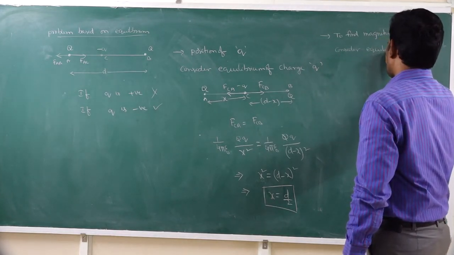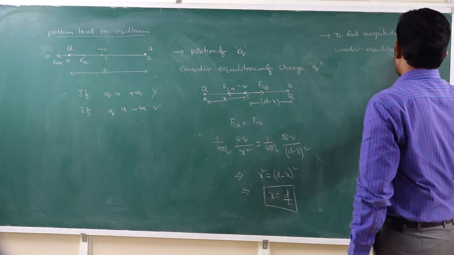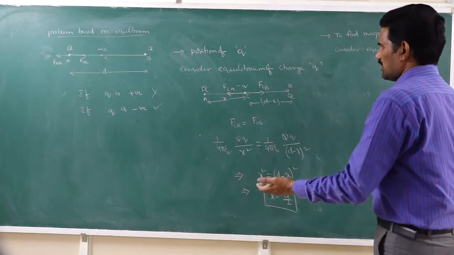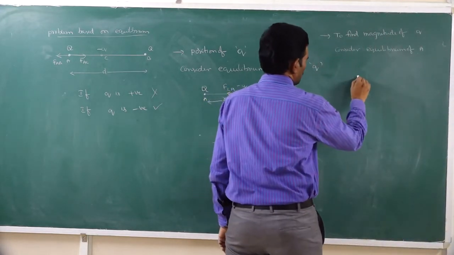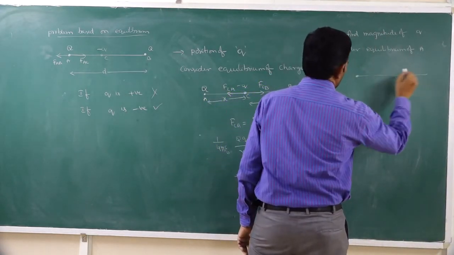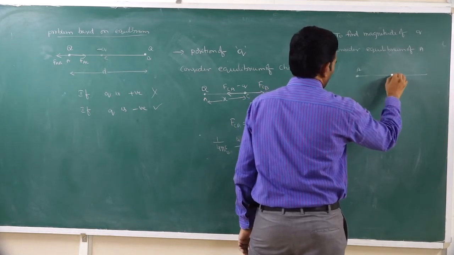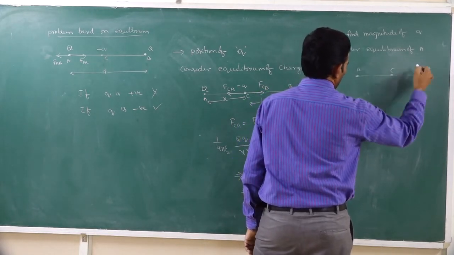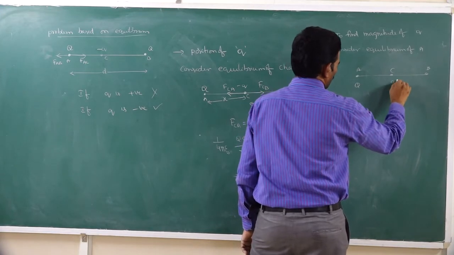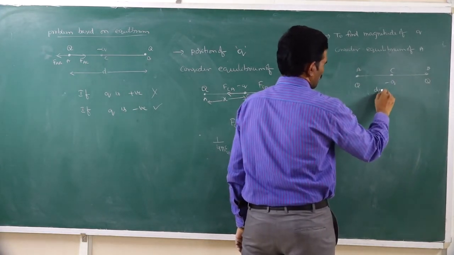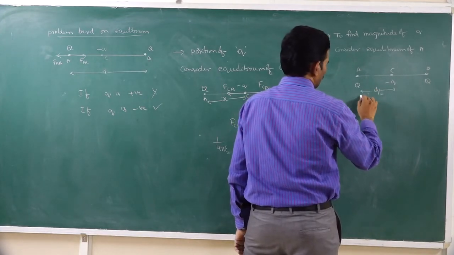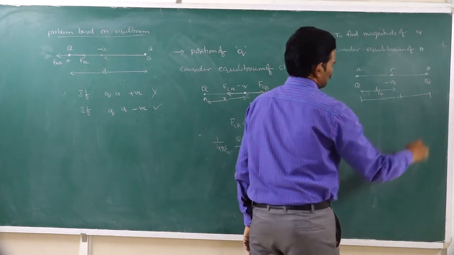Consider equilibrium of A. I am taking A, or either A or B you can consider. So now here I am taking again the charge distribution. This is A and this is C and this is the B. This is capital Q, small q, and it is actually negative, and this is Q. And this distance now we calculated, this is d by 2 and this whole distance is d.